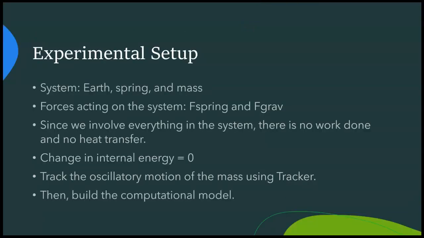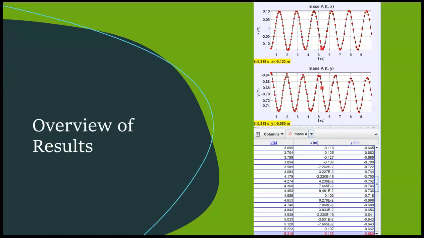In this experiment, we define the system to be the earth, spring, and the mass. The forces acting on the system are the spring force and the gravitational force, and since we include everything in the system, there is no work done on the system by the surroundings, and there is no heat transfer, so the change in internal energy is 0.